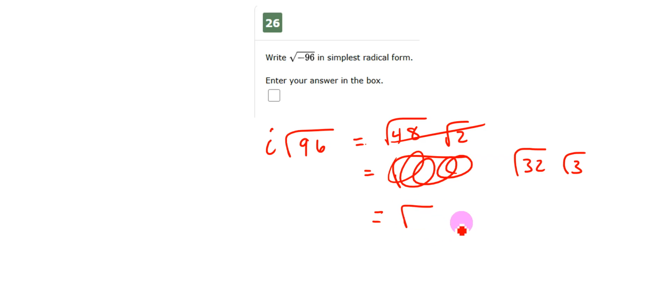So, and 6 I can't break down anymore. 1 and 16? Oh yeah, there we go. So we've got a perfect square here. So 4 and square root of 6, but we just need to bring the i along with it. So 4i square root of 6. So yeah, just keep trying those till you get a perfect square and something you can't break down.